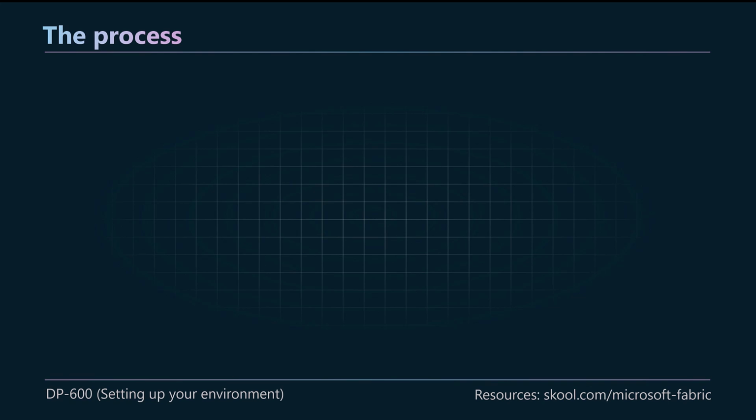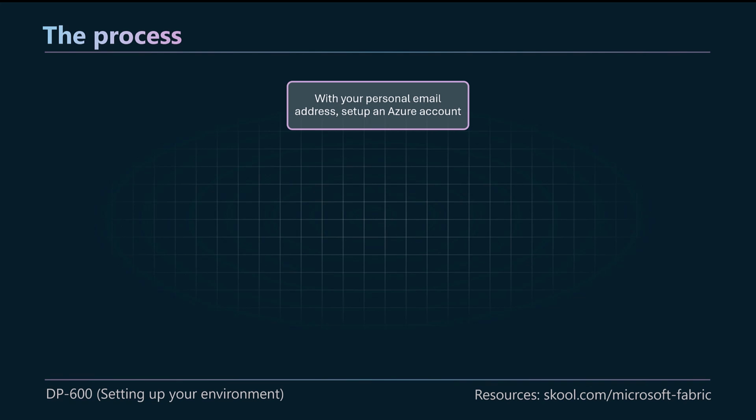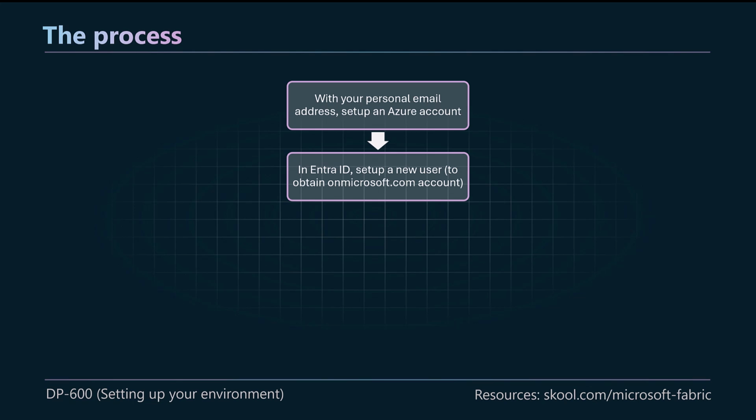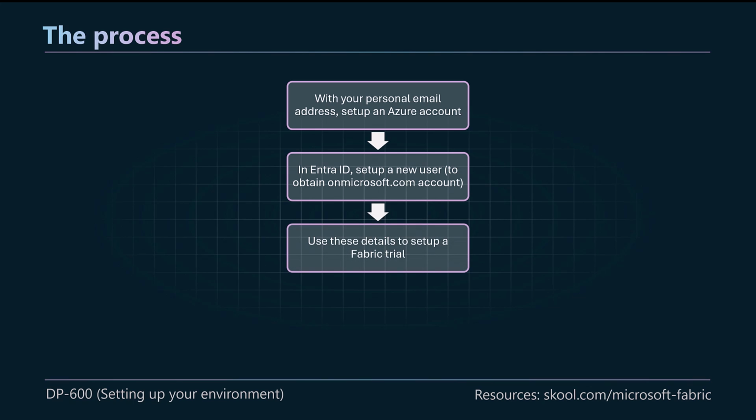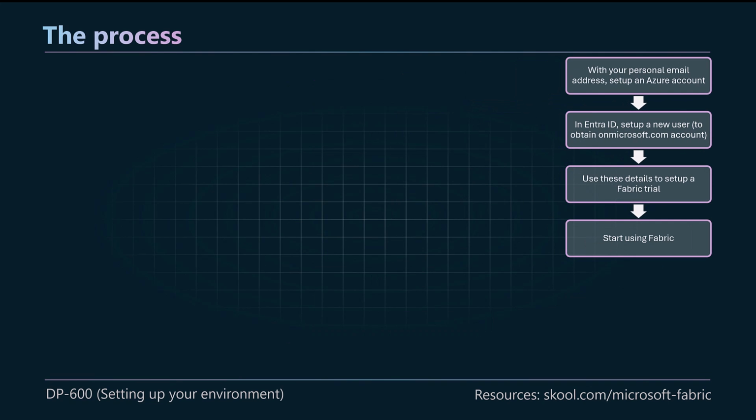It involves creating an Azure account. So if you don't have a Microsoft Azure account, then you can do that. You can set that up with your personal email address. Then you're going to create a user within Entra ID. Entra ID is what used to be called Azure Active Directory. So you're going to set up a new user, and from that you get a business email address. From there, we can use that business email address to set up your free trial and then start using Fabric. So let's have a look at what that looks like.